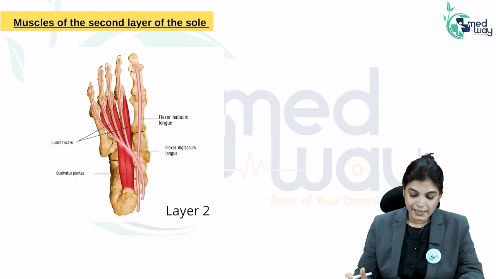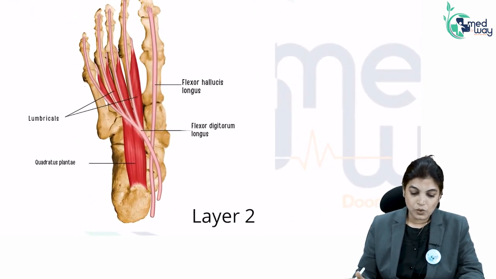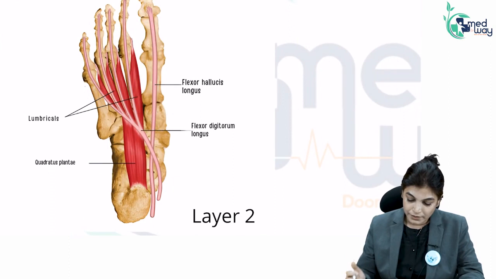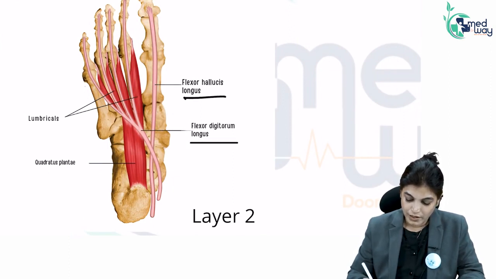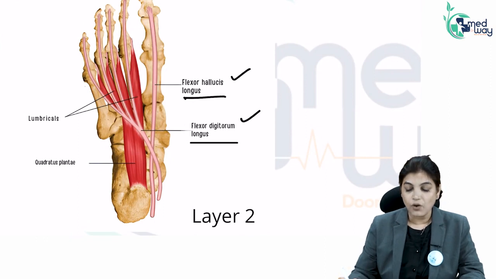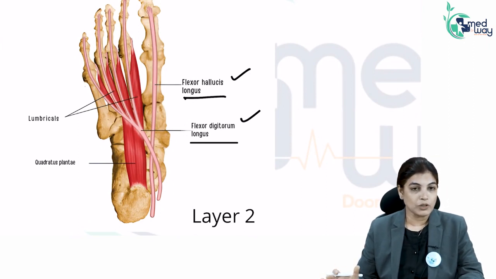Now, muscles of the second layer. Now, we are talking about the muscles of the second layer. So, I just want to enlarge this. So, this is layer 2 of the sole, and in this category, we have the following muscles. Flexor hallucis longus and flexor digitorum longus muscle. These are the two muscles which we have already discussed when we talked about the posterior compartment of the leg, and we have talked about the attachment.